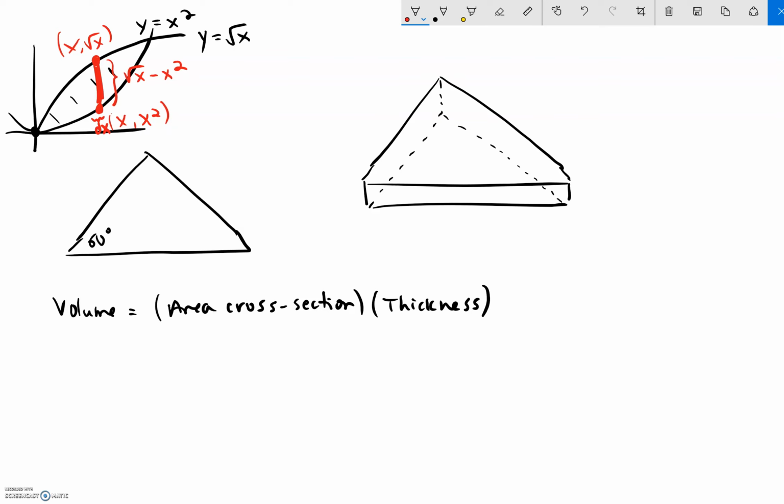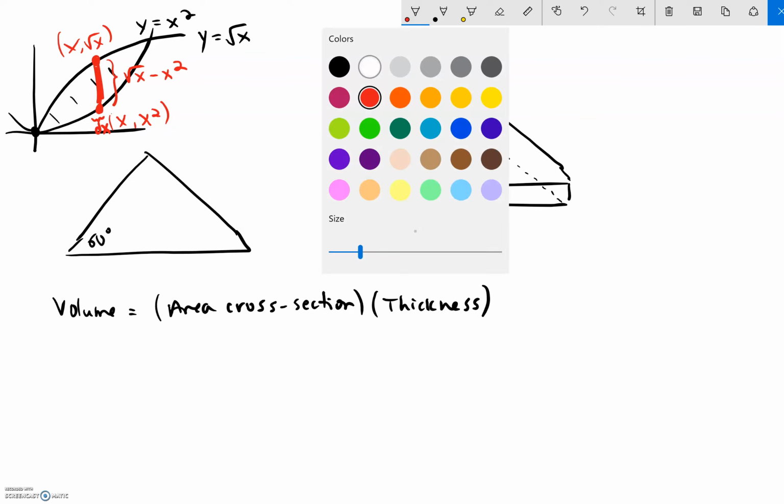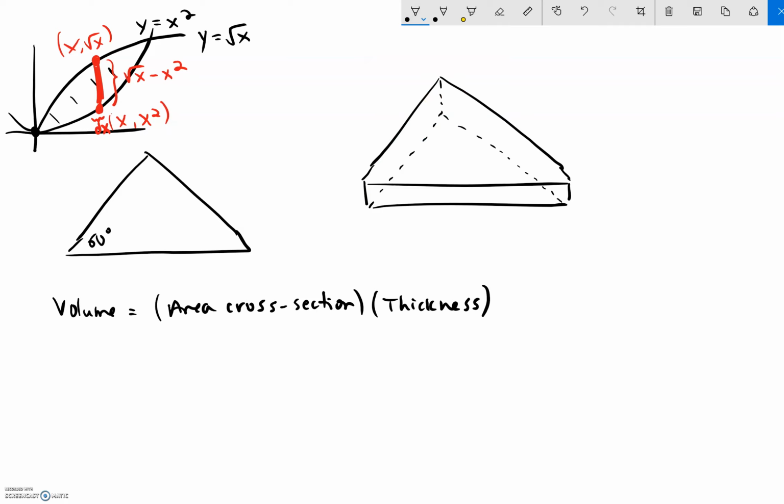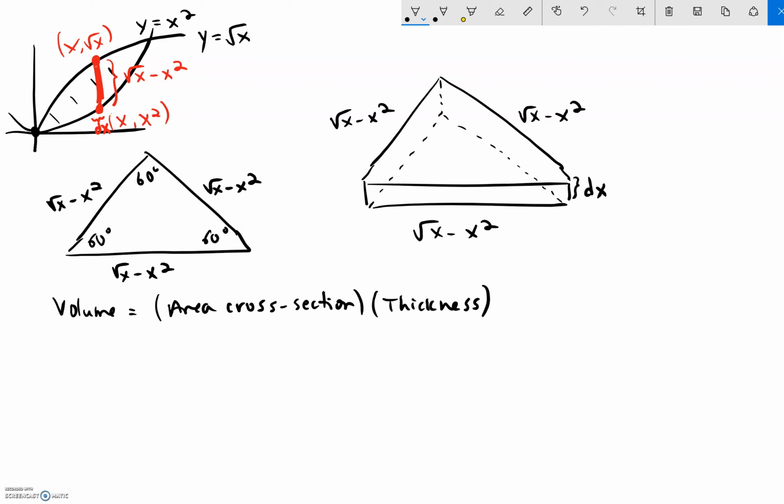Okay. As far as labeling that on our tile over here, that means that this side is square root of x minus x squared. This side is the square root of x minus x squared. This side is the square root of x minus x squared. But this height right here is a change in x. And again, just on the two-dimensional cross-section, we know all three sides are the same, and we know that the angles are all 60 degrees.